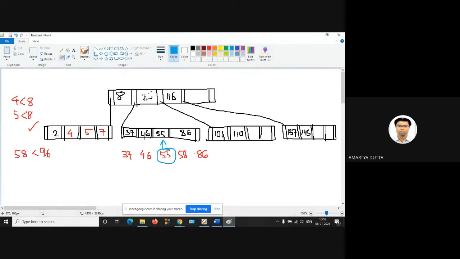After moving this 55 into the root node, your root node looks like this: 55. In your exam, you have to clearly show every step. So 55, next 96, and 116.